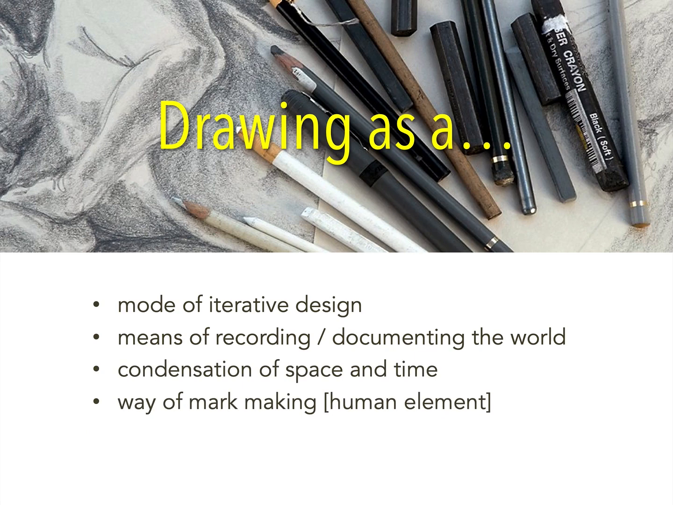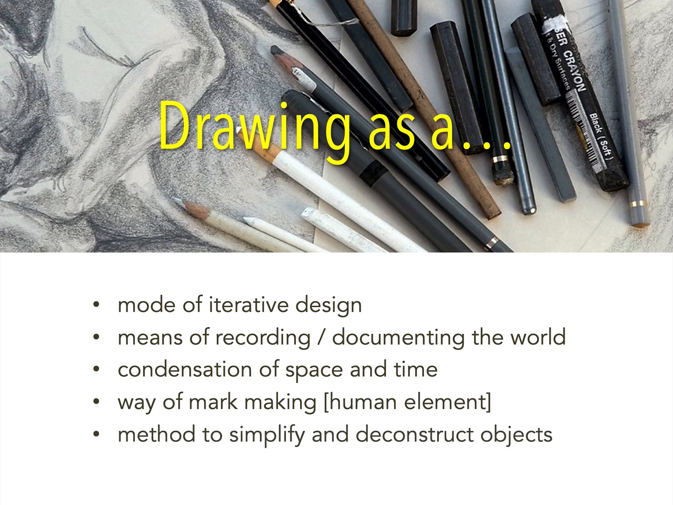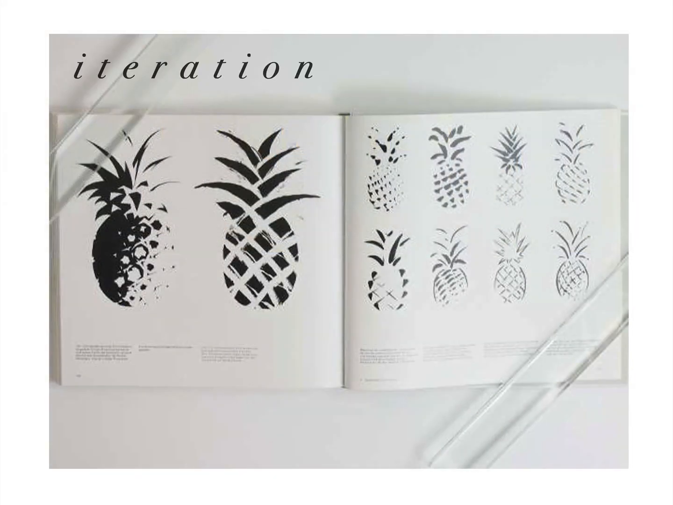A way of mark making, and I put in brackets here the human element because everybody's drawing style is different depending not only on the tools they use and the sort of way that we see, but also our physiognomy, the way that our hands work and our wrists and all of that stuff. And I'll come back to this point in a minute. And then lastly, a method to simplify and deconstruct objects. So take things apart and kind of better understand how they're made. So let's look at some examples.